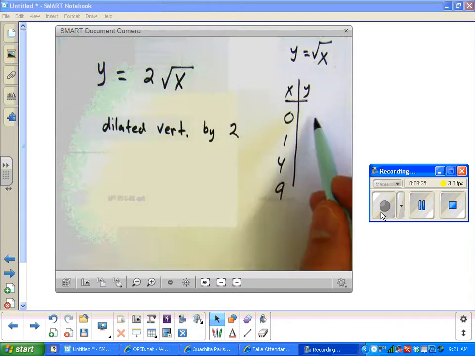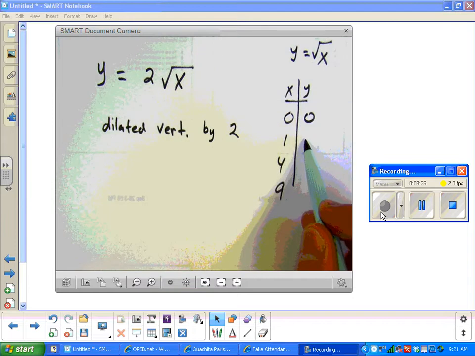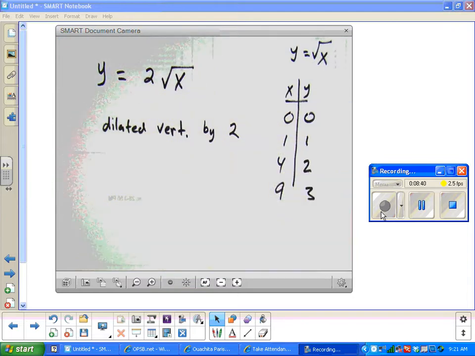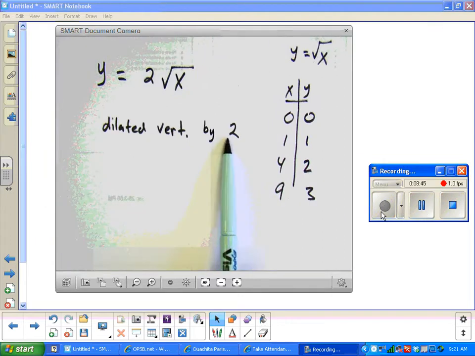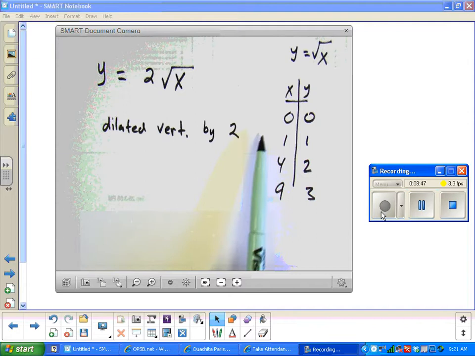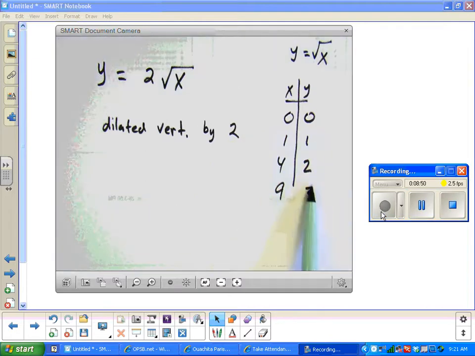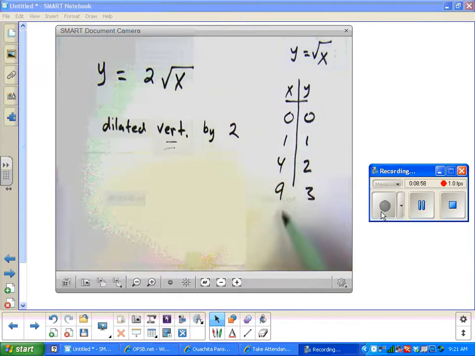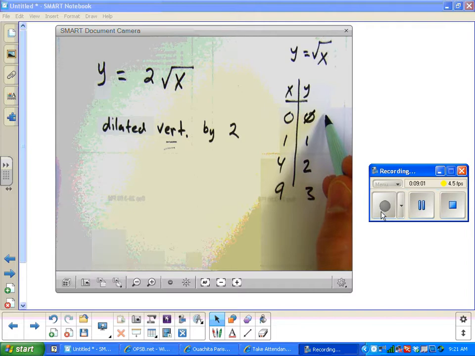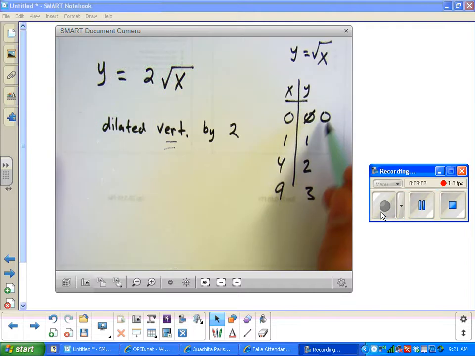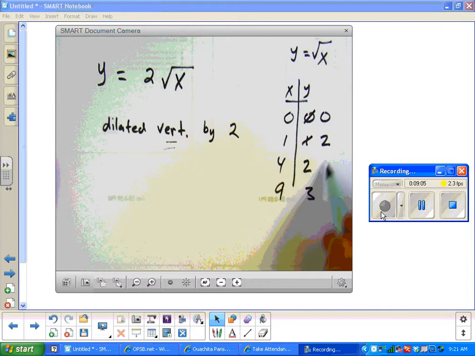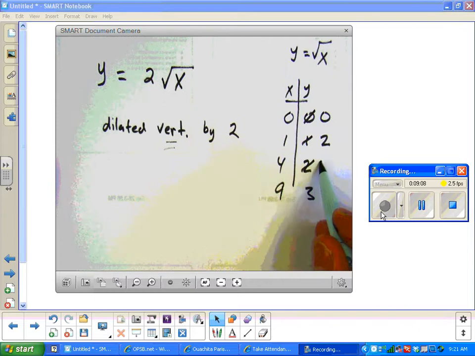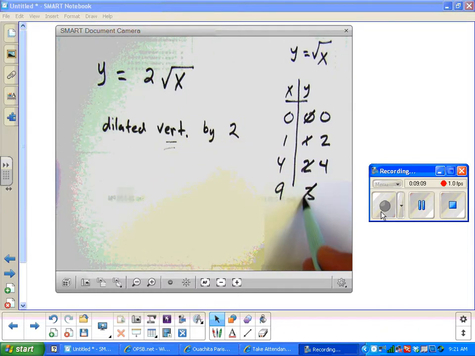So when we plug them in, we're going to get 0, 1, 2, 3. So when we dilate vertically by 2, we multiply by 2 because that's what it's doing. But do I do the x's or do I do the y's? The y's, because it's vertically. And if you write down vertically here, that's going to tell you to do that instead of doing it to the x's. So that'll still be 0. And so 1 times 2 is 2. 2 times 2 is 4. 3 times 2 is 6.